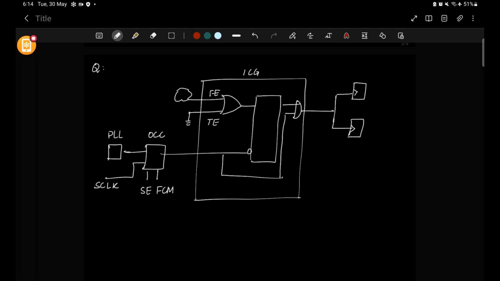Ma'am, by adding a lockup latch, by adding delay. No, actually, can you think of some other possibility? Ma'am, what will we get, ma'am? Proper clock is not getting propagated to the flops. You can analyze this ICG and tell what can be the fix.